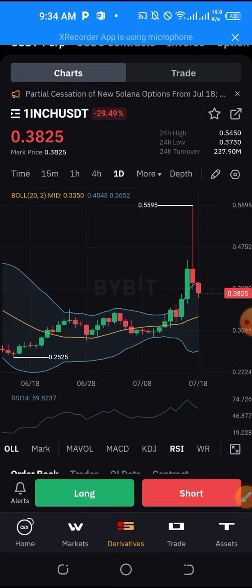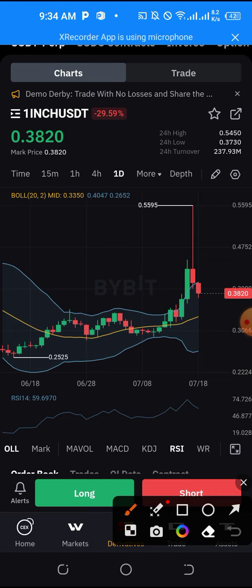You can also use this on spot. I'm only using this on futures, but this strategy can also work well for you if you are using the spot section of any exchange. So it will work good for you. You can use it for your spot. If you are new to futures, just use this strategy and concentrate on spot alone.